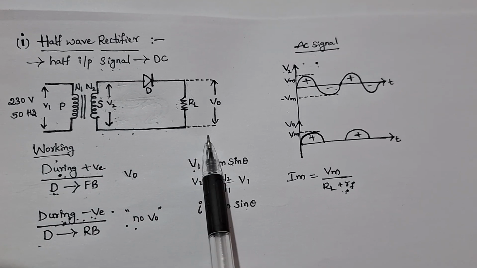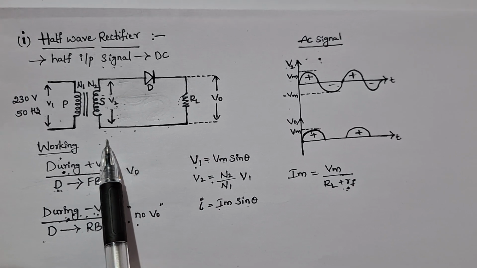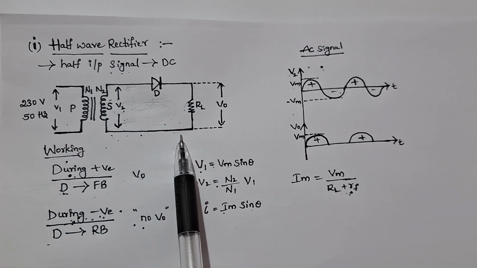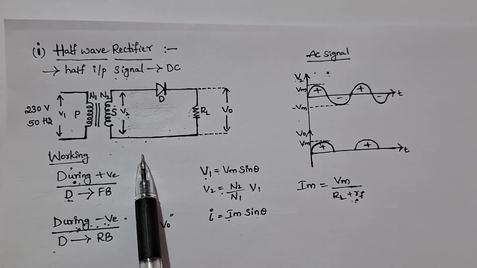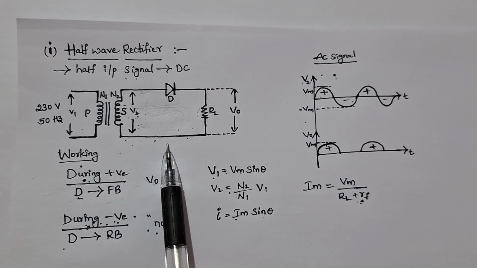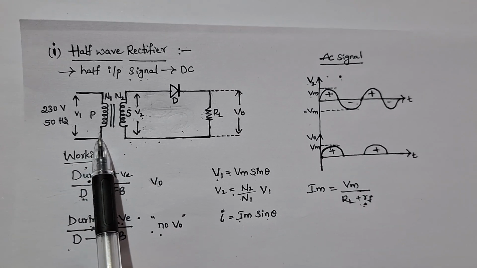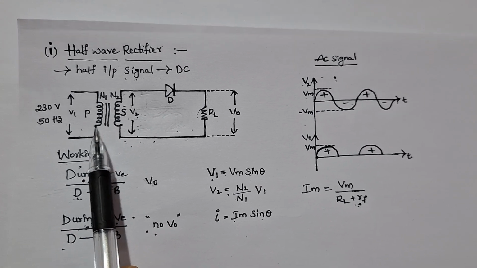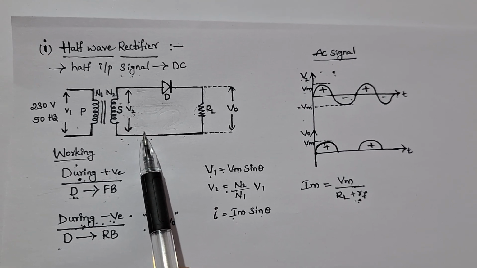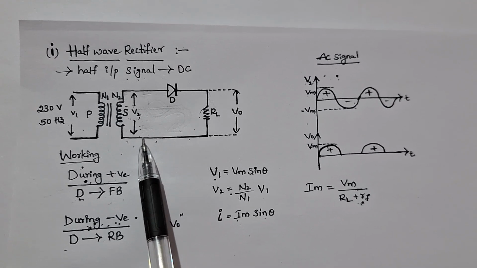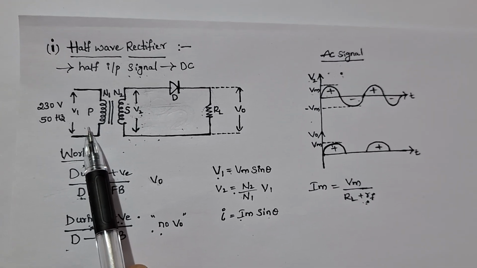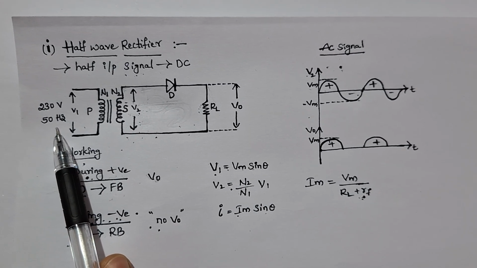This half-wave rectifier consists of three important components: a transformer, a diode, and a load resistor. If we observe the transformer, it has two sections. We'll call the section towards the left-hand side the primary section, and the section towards the right-hand side the secondary section. The primary section consists of the source voltage, where we are getting 230 volts and 50 hertz.